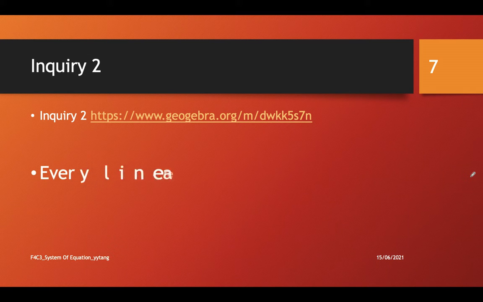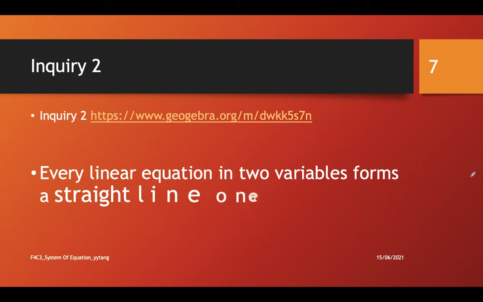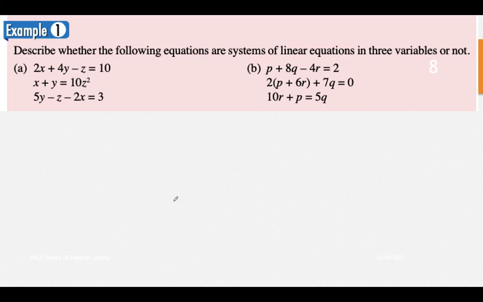Okay, so from inquiry 2, every linear equation in two variables forms a straight line on the axes. Now, describe whether the following equations are systems of linear equations in three variables or not. Is it three variables? Okay, let's see. For example 1, is it three variables?